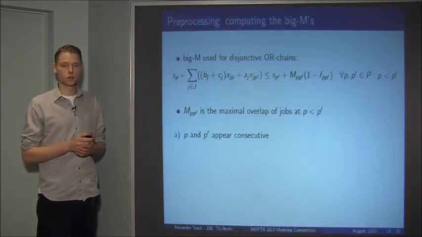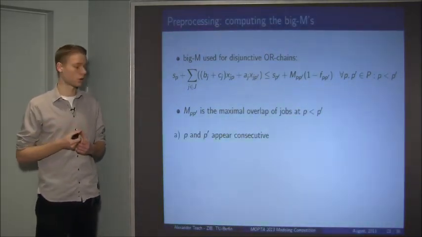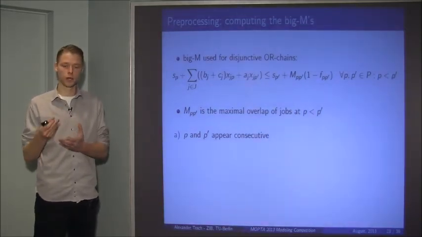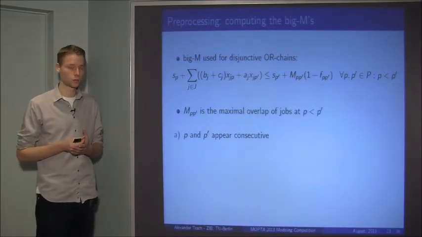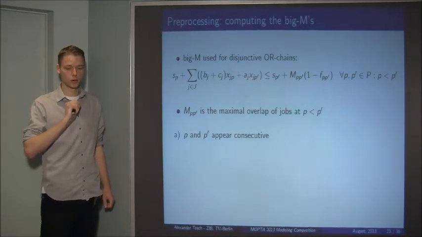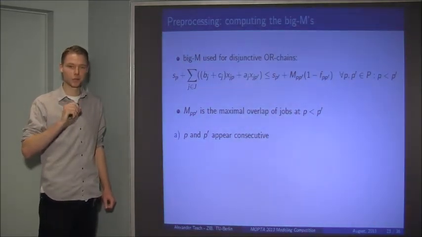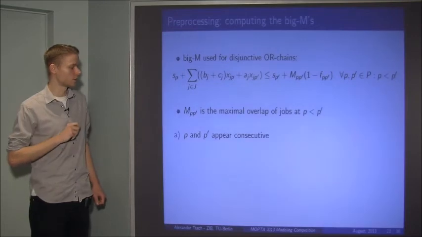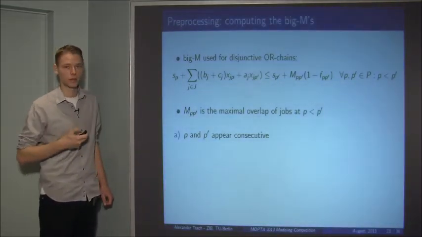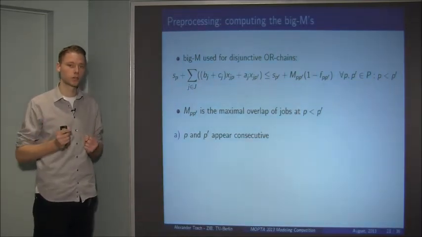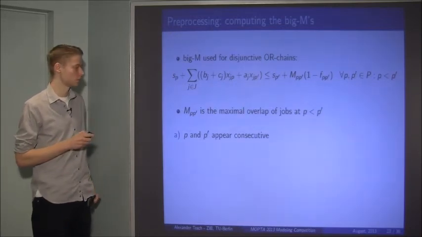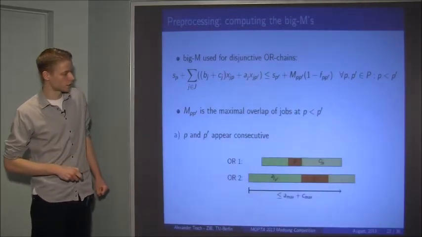And we will use different properties of the schedule to bind these big M parameters to the maximum possible value. And one of these properties is that P and P prime appear consecutive within the schedule, because this constraint says that P prime must always be greater than P, and we just consider these two positions within the sequence, and they must appear consecutive in this sequence. And this might look like this here.